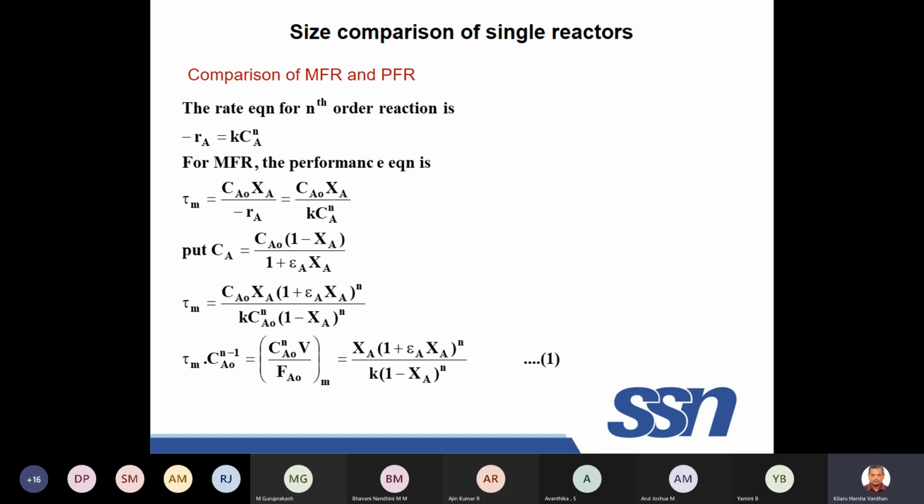But from a design point of view, we try to reduce the volume, because a smaller volume has a lot of advantages: it occupies less space, requires less capital cost, and also less manpower is required to operate. So a lot of advantages are there when the size of the reactor is less. As the size of the reactor increases, you have to spend more money for the same conversion. So whenever we talk about reaction engineering, we always talk about reducing the volume of the reactor.